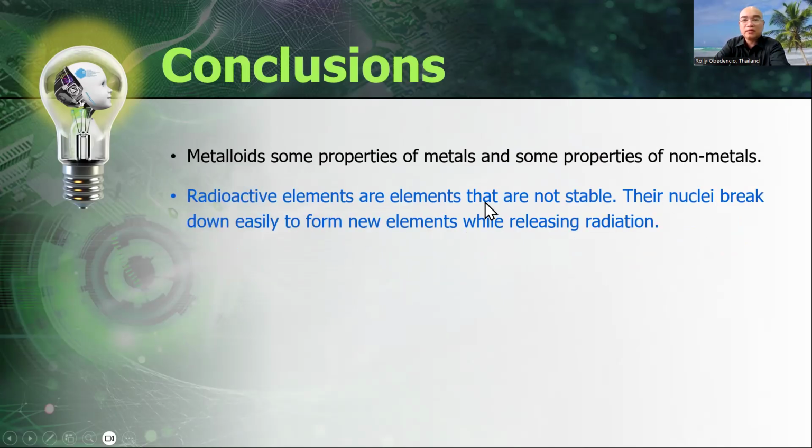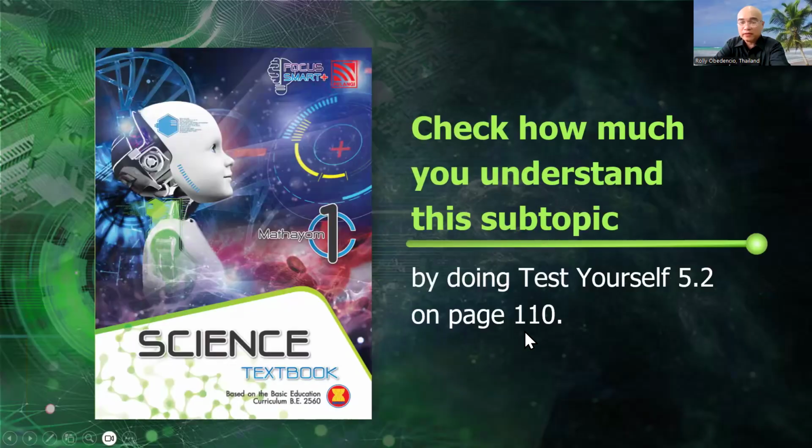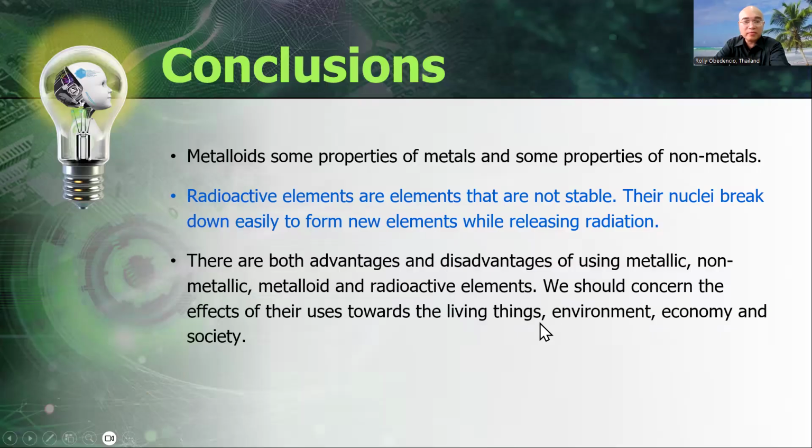Radioactive elements are elements that are not stable. The nuclei break down easily to form new elements while releasing radiation. There are both advantages and disadvantages of using metallic, non-metallic, metalloid, and radioactive elements. We should concern the effects of their uses towards the living things, environment, and the economy and society.